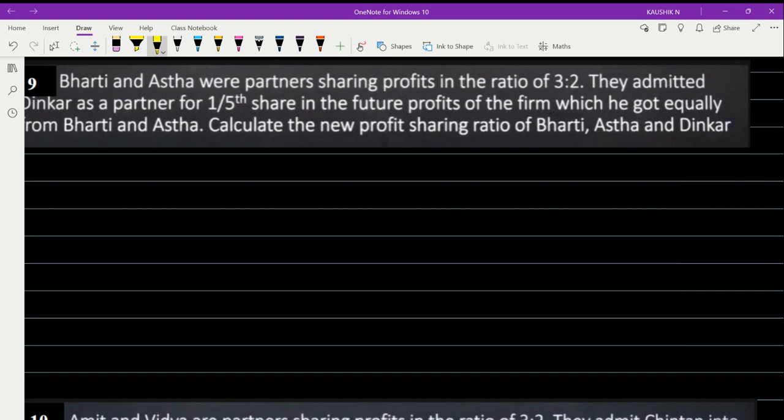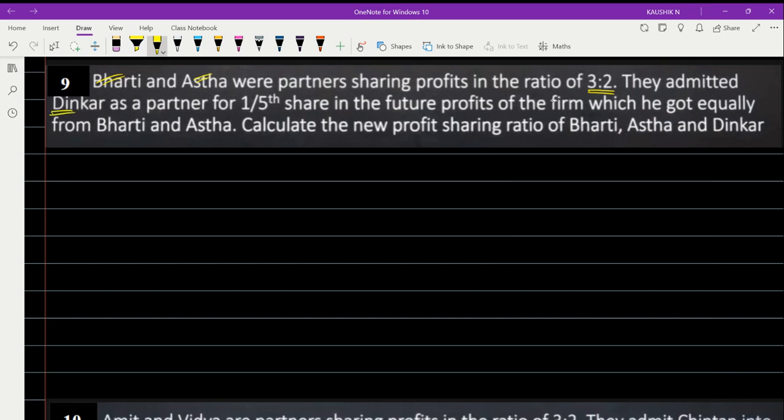Okay, right. Now look at this. The problem is Bharati and Asta were partners who were sharing the profits in the ratio of 3 is to 2. They have admitted Dinakar as a partner for 1 by 5th share in the future profits of the firm, which he got equally from Bharati and Asta. Calculate the new profit sharing ratio of Bharati, Asta, and Dinakar.